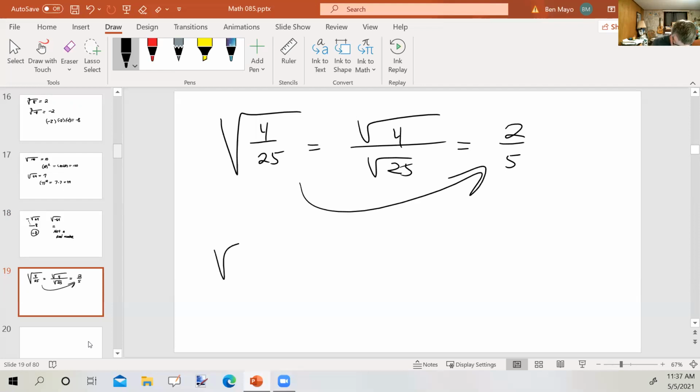How about the square root of 0.16? Well, what times what? Let's see, 4 times 4 is 16, but we need it over 2 places. What if we wrote 0.4? Would 0.4 times 0.4 be 0.16? Yes, it would.